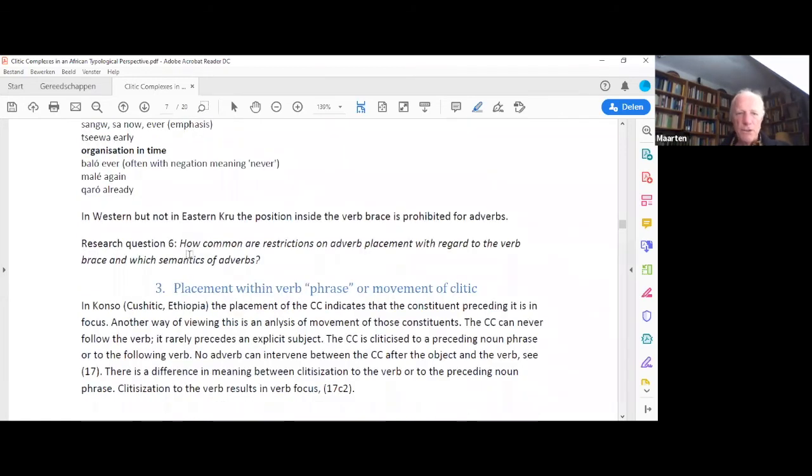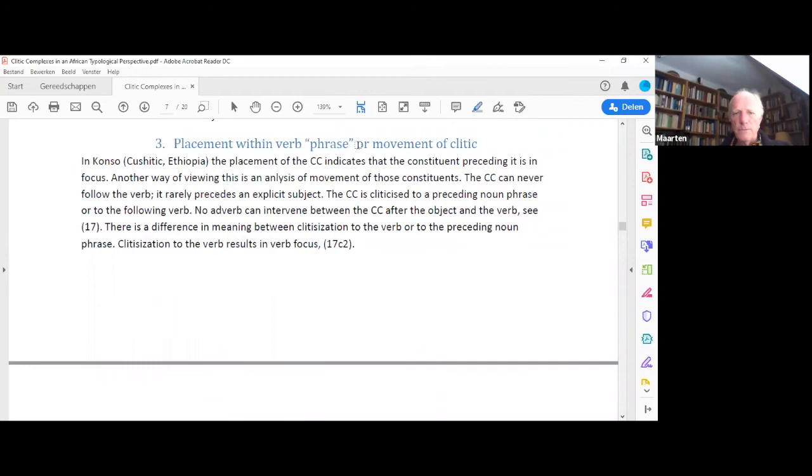So that is my research question six. The different ways I've been talking about putting something within the brace or outside the brace. This is the way I superficially think about it, but that's of course not really necessary. Specifically, Konso has a lot of these case clitics that are there in every sentence, specifically in Ethiopia, and they can also precede the writing exceptional case, the whole clitic complex.